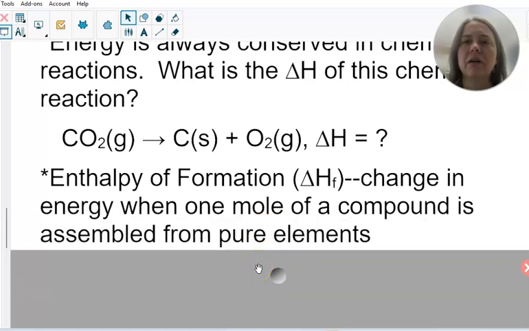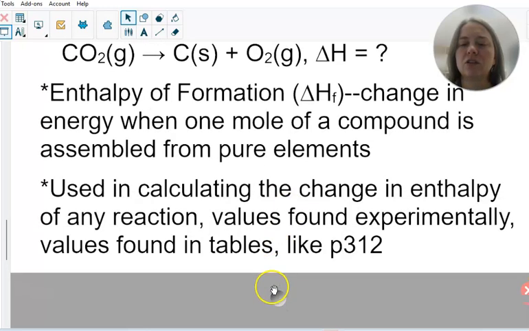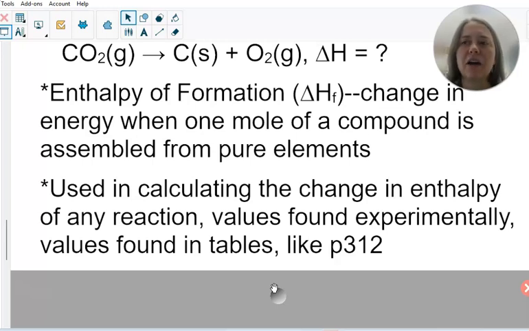All right, so let's talk about something related to enthalpy and change in enthalpy, but it's the enthalpy of formation. The way we write it is delta H with a little subscript F. That is the change in energy when 1 mole of a compound is assembled from its pure elements. So it's the change in enthalpy when you form something. This is used in calculating the change in enthalpy of any reaction. The values were found experimentally, and we find them in tables, like in your book on page 312.